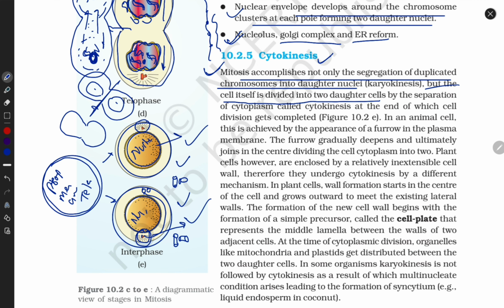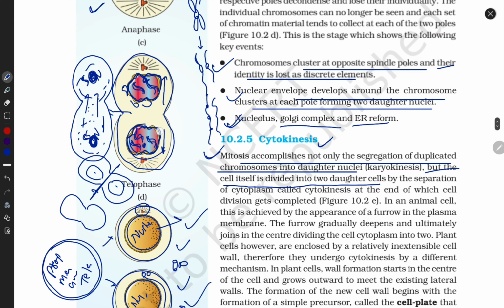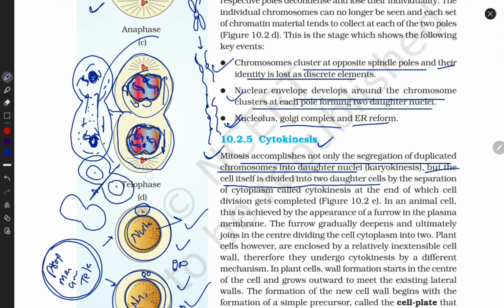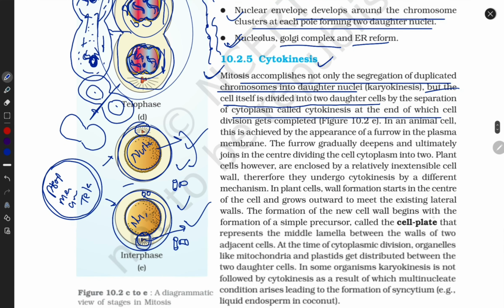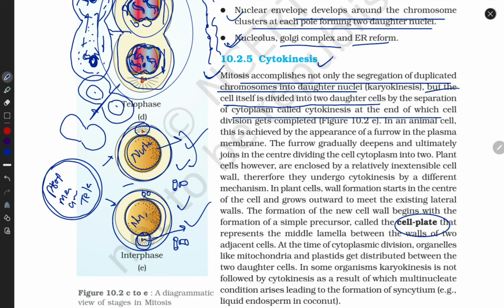Now they make two daughter cells because in the beginning only the nucleus is divided, not the complete cell. But now in cytokinesis, the complete cell is divided into two parts. This separation we call cytokinesis. Division gets completed. In an animal cell, this is achieved by the appearance of a furrow. They make a furrow in the plasma membrane.